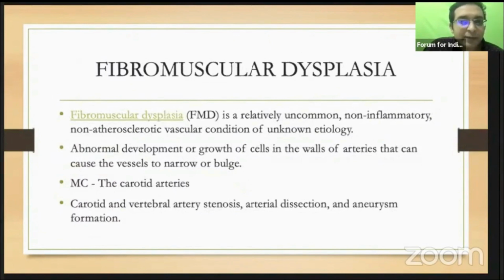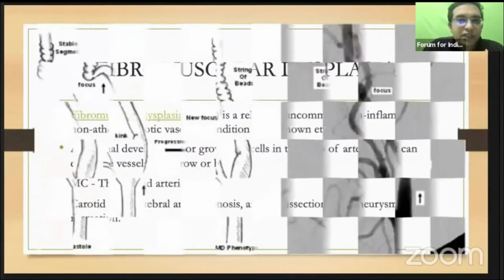So fibromuscular dysplasia is very rare, but a non-inflammatory and non-atherosclerotic vascular condition, just the opposite of atherosclerosis. And there is abnormal growth of the cells within the walls of the arteries. You know about the walls: tunica intima is the innermost, tunica media the middle, and the tunica adventitia on the outside. It usually affects the carotid arteries. These patients present with stenosis resulting in ischemic stroke, and maybe due to arterial dissection, which presents as stroke, and can present even as subarachnoid hemorrhage due to aneurysm formation within the fibromuscular dysplasia.